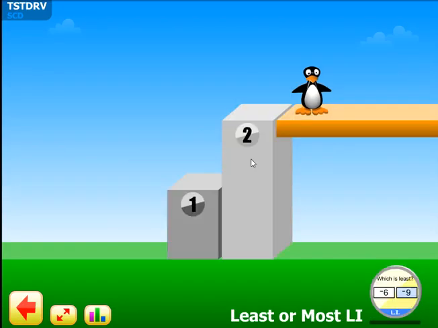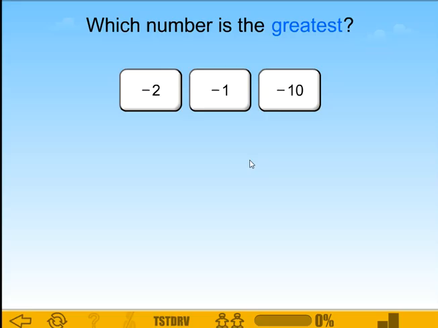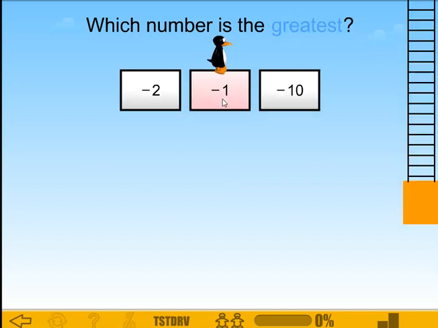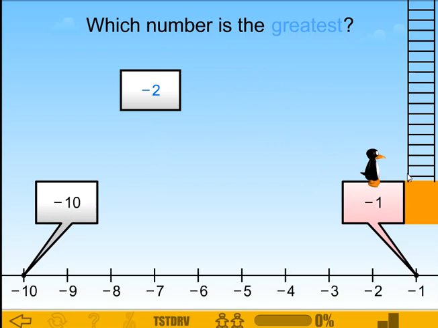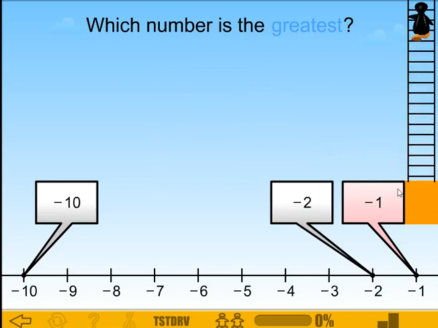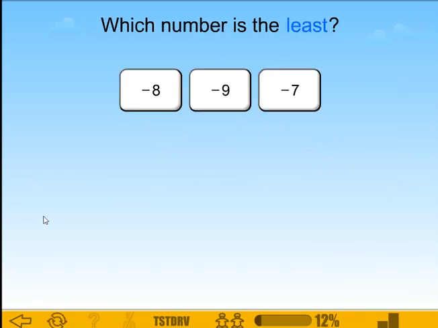Next one, which is least? This is just straight up greatest or least. So I would rather lose $1 than lose $10. Negative 1 is closer to 0 on your number line than negative 10. So negative 1 is the greatest. Same kind of thing. Greatest, furthest to the right on the number line.